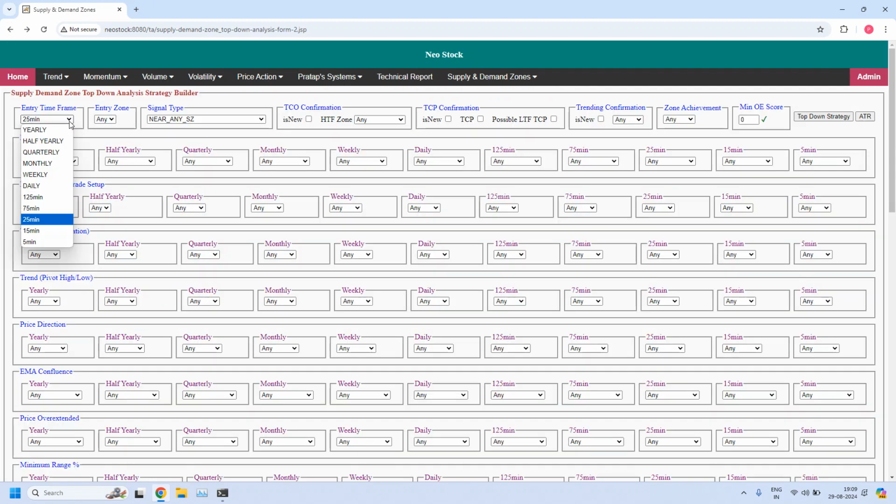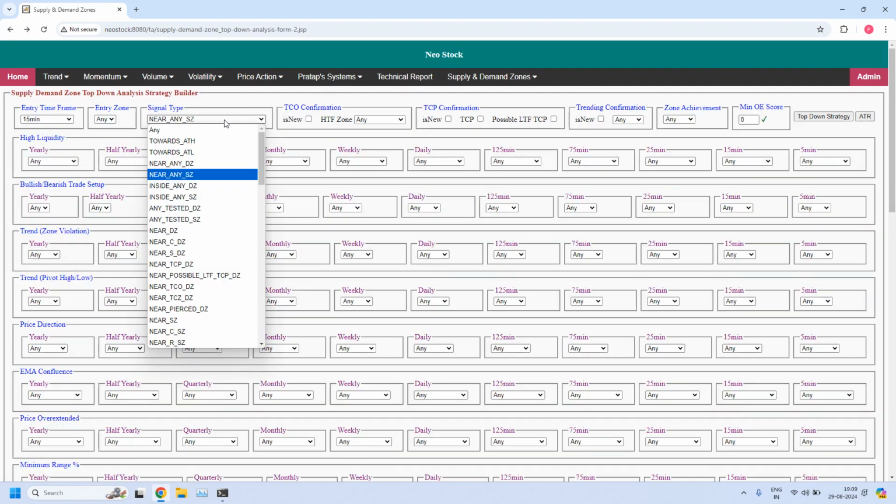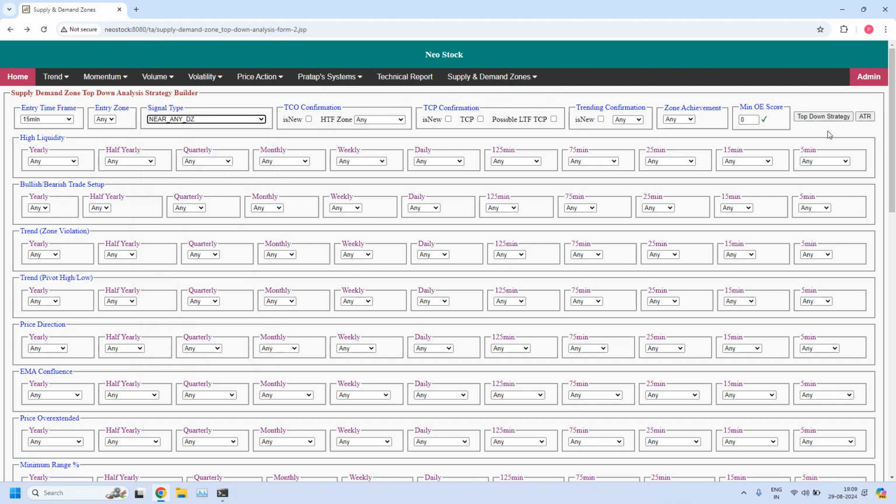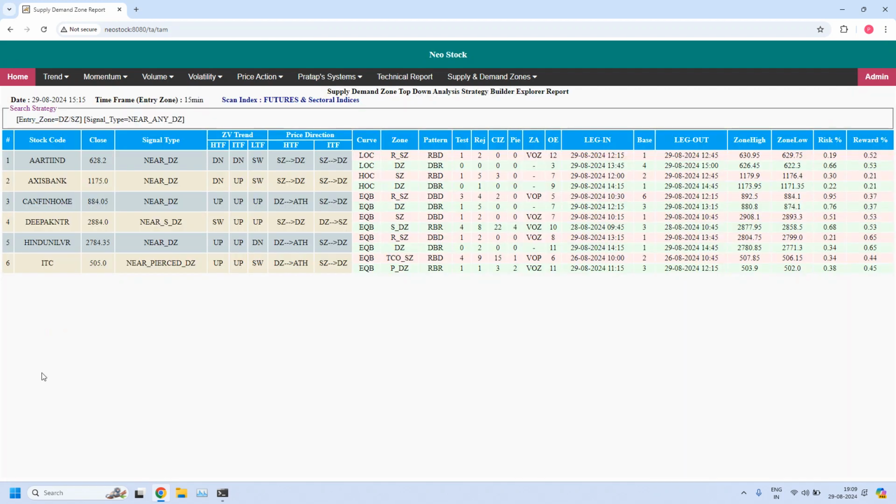The next time frame is 15 minutes. Let us find the stocks near 15 minutes demand zone. 6 stocks are filtered near the 15 minutes demand zone.